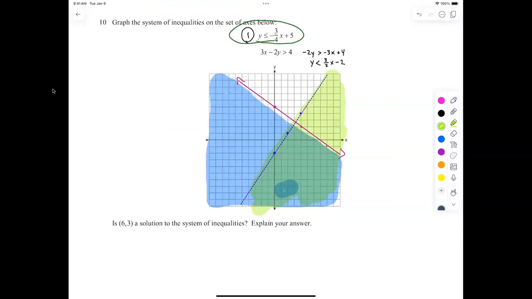Is 6, -3 a solution? Yes, it is. Where is 6, -3, Bruin? 1, 2, 3, 4, 5, 6. 1, 2, 3, right? Is that a solution? Yes. It's in the shaded part. This is the shaded part, Bruin.